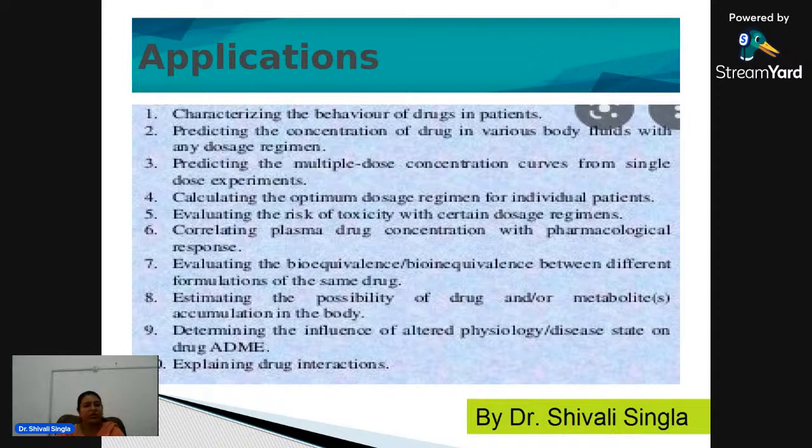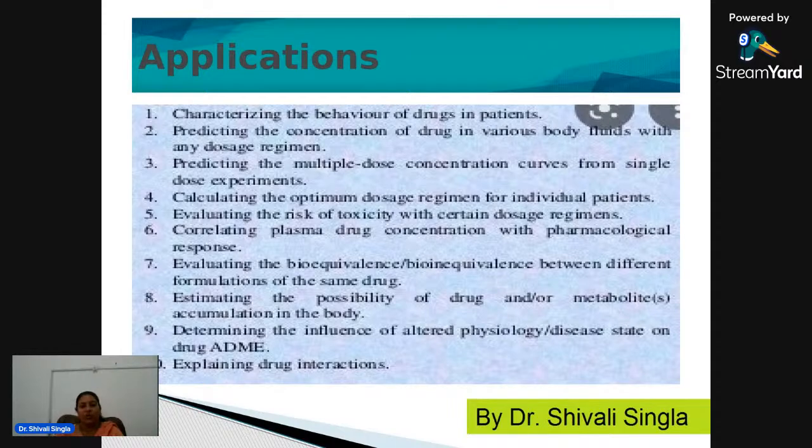Now, the most important application is correlating plasma drug concentration with the pharmacological response. Plasma drug concentration is directly proportional to pharmacological response, meaning when the drug concentration increases, obviously the pharmacological response will increase. So if we calculate all the parameters, we can say plasma drug concentration is directly proportional to pharmacological response. This is an important tool, or important parameter, while we are developing a drug outside the body.